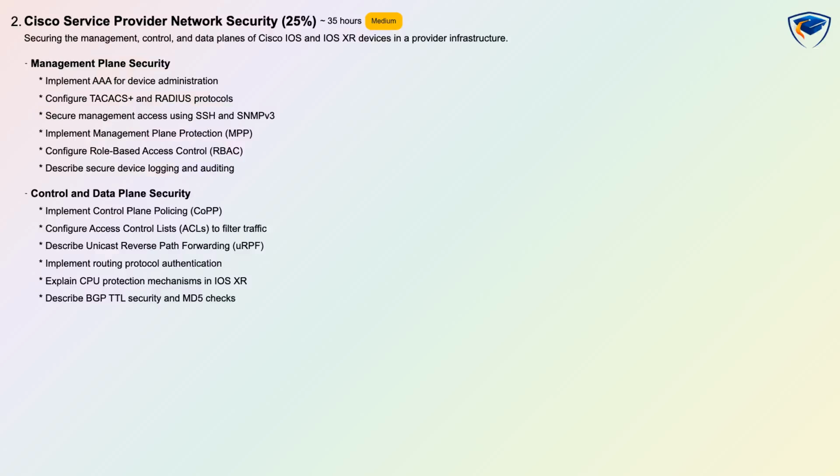Cisco Service Provider Network Security accounts for 25% of the exam with medium difficulty and an estimated 35 hours of study, assessed through scenario-based tasks. The domain secures the management, control, and data planes on Cisco IOS and IOS XR devices, so you will implement AAA, TACACS Plus, RADIUS, SSH and SNMPv3 for secure management access. You will also configure management plane protection and role-based access control, and learn secure logging and auditing practices.